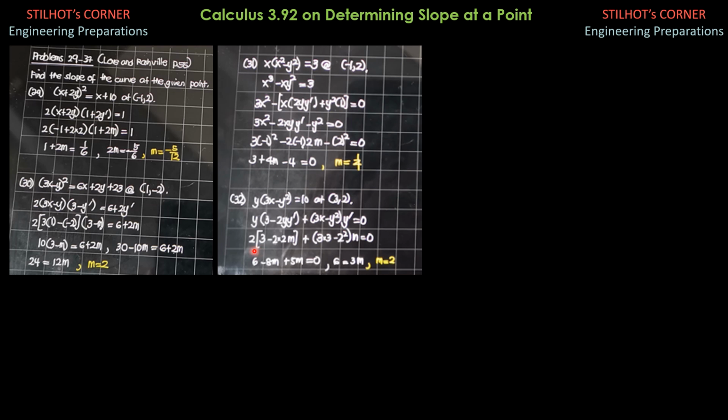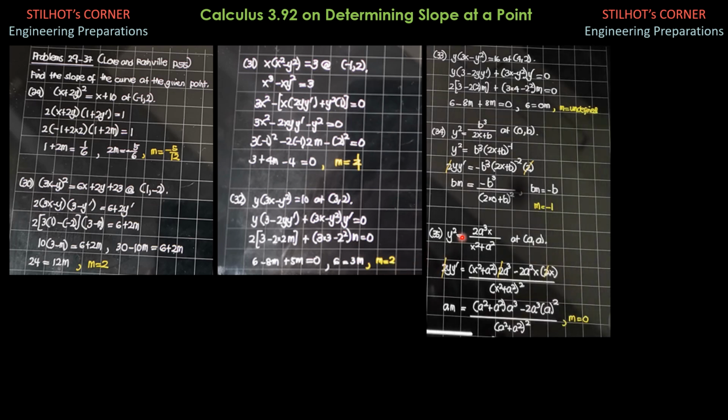So distribute: 2 times 3 is 6, 2 times negative 4m is negative 8m. Then this is 9 minus 4, which is 5m, equals 0. So 6 = 3m, so m equals 6 over 3, m is 2. The slope is 2.